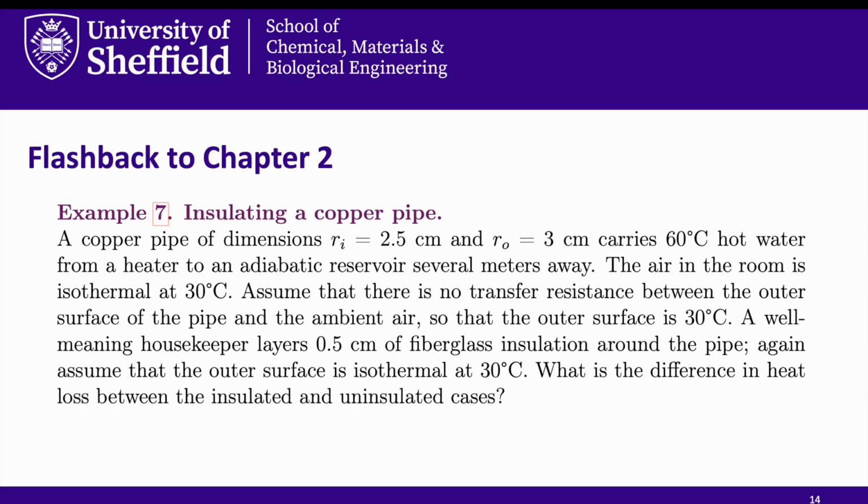This should be a flashback from Chapter 2. In Chapter 2, we were looking at almost the same example, except we were neglecting the transfer resistance between the outer surface of the pipe and the ambient air. Basically, we were neglecting convection because we hadn't covered it yet. So this example is going to compare the effects of convection to neglecting those effects of convection.